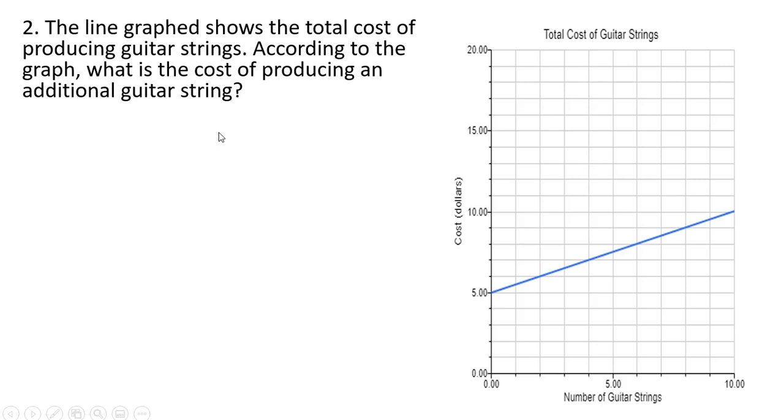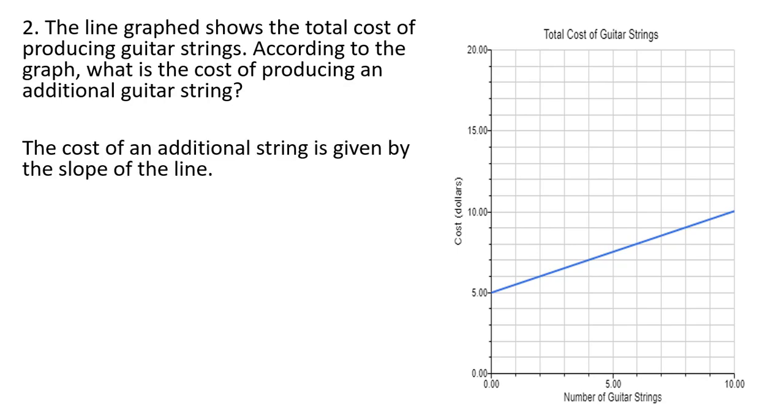Okay, another question. Question 2. The line graph shows the total cost of producing guitar strings. According to the graph, what is the cost of producing an additional guitar string? The cost of an additional string is given by the slope of the line. So to calculate the slope, we're just going to use any 2 points on this line.